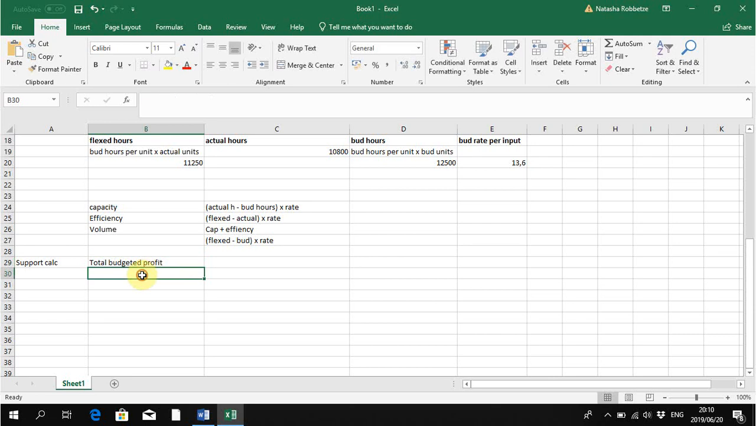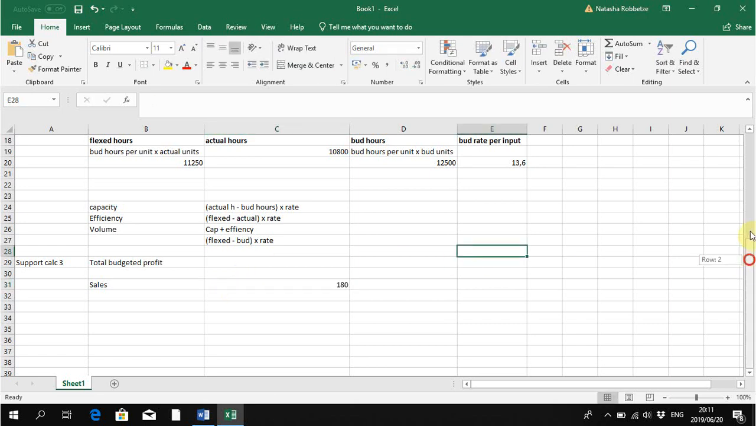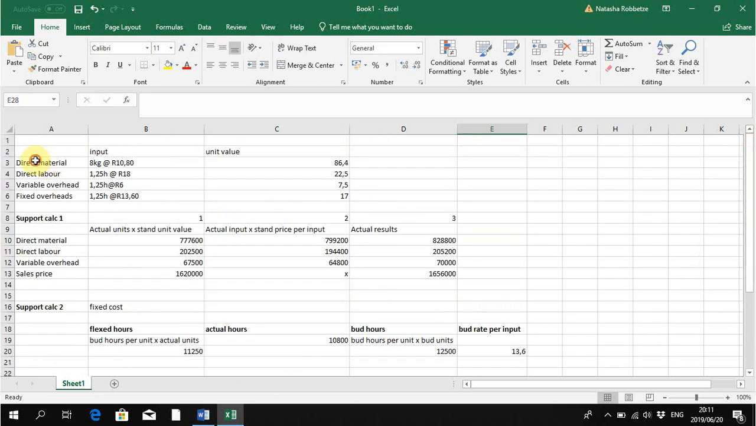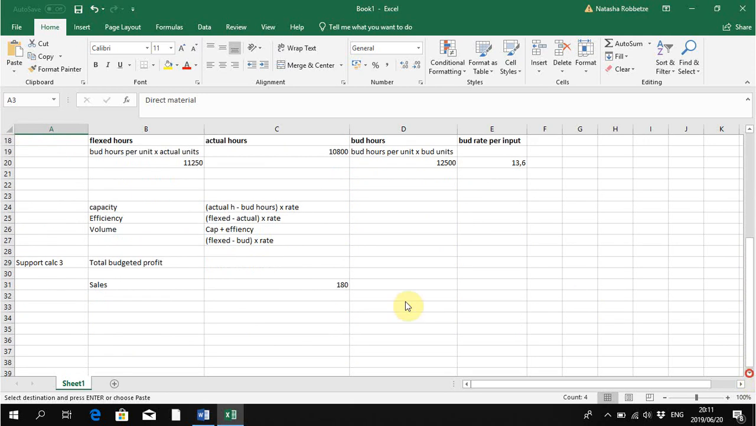And the total budgeted profit is basically just a calculation to see what all the budgeted profit will be. And this is also the calculation that you start with in your actual reconciliation. So for total budgeted profit, we're going to say, all right, the budgeted sales price was 180. And then I can just take all the costs that I've calculated at the top. So there's all my costs. So I'm just like a lazy person, going to copy and paste it in here.